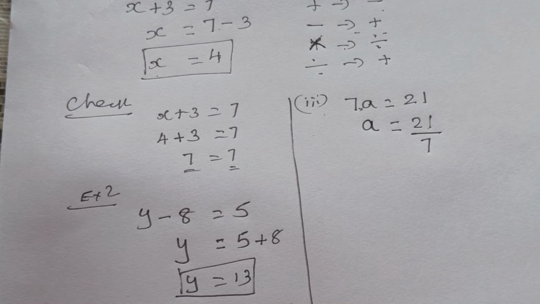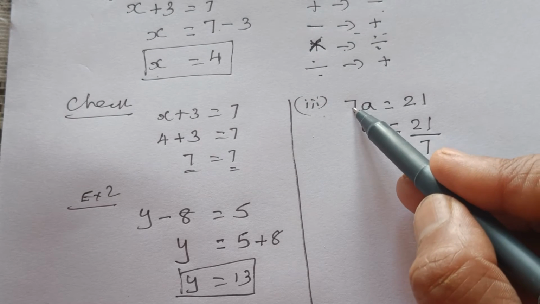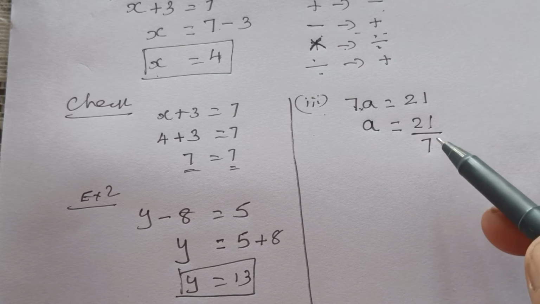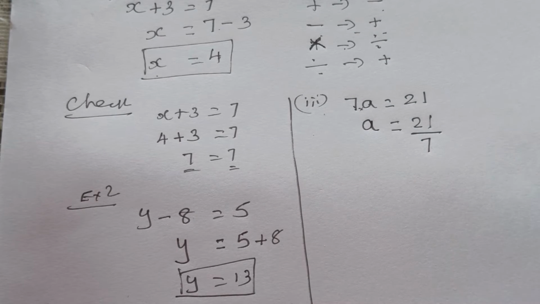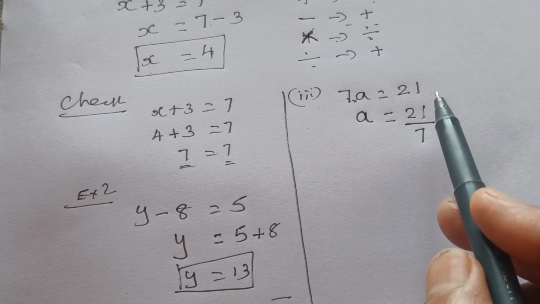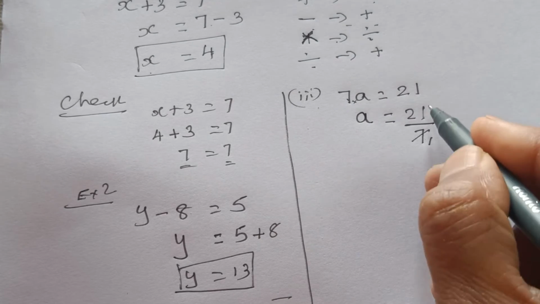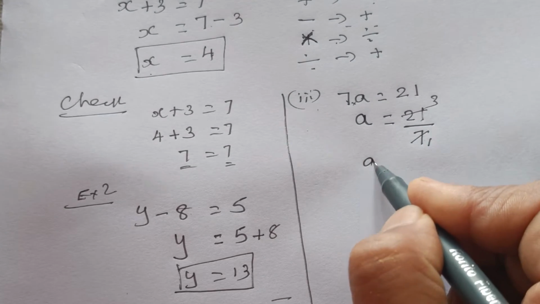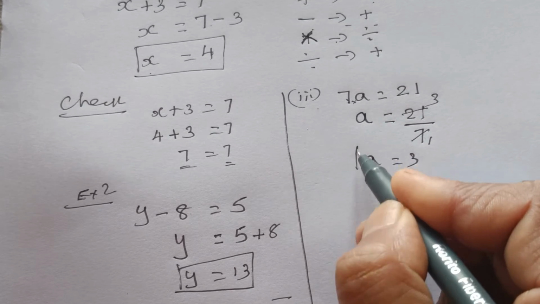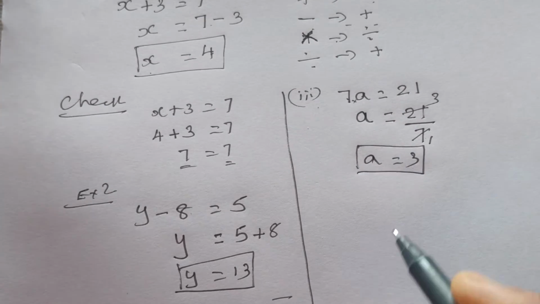We write it in the form of a fraction. Otherwise you can remember it like this also: the numerator goes to the denominator and the denominator goes to the numerator when you change the sides. Now cancel them. 7 ones are 7, 7 threes are 21. So a is equal to 3. The value of the variable a is 3.